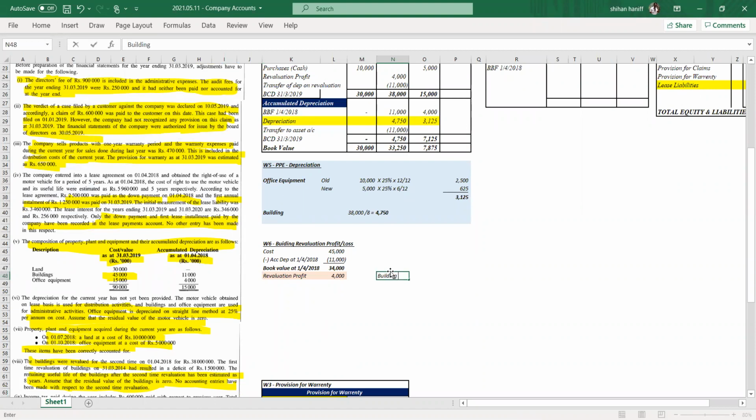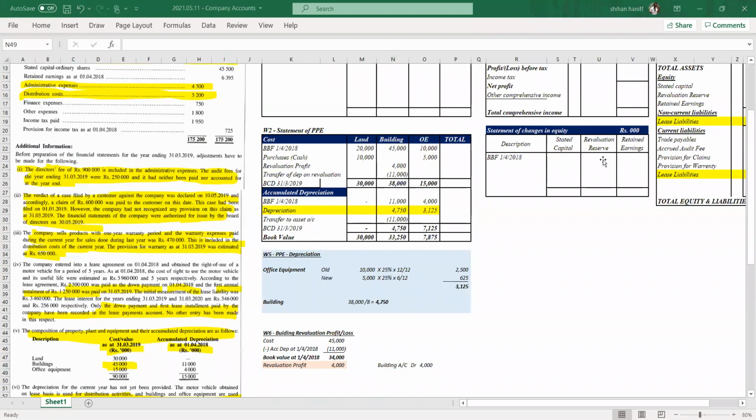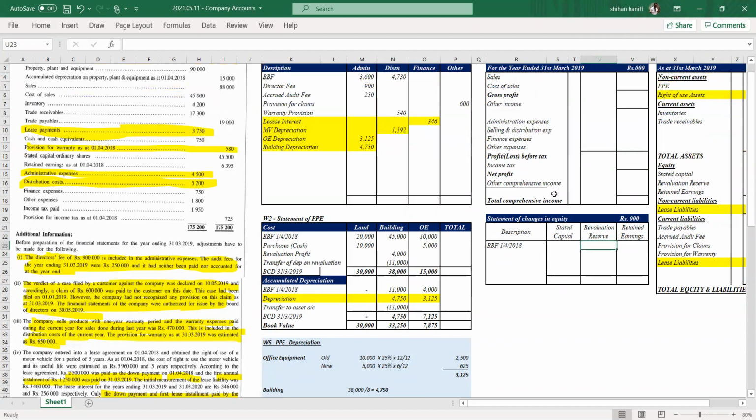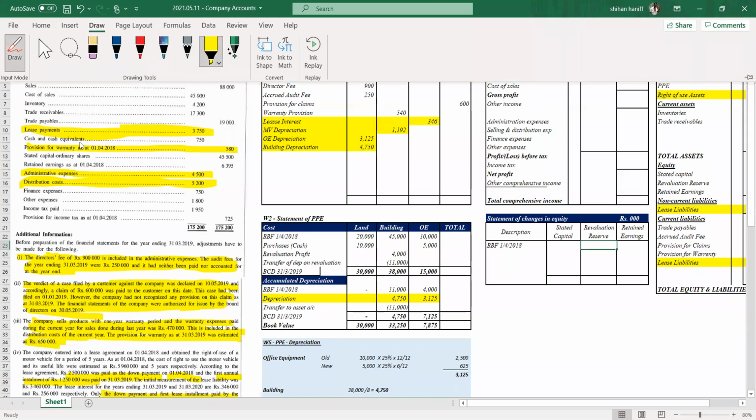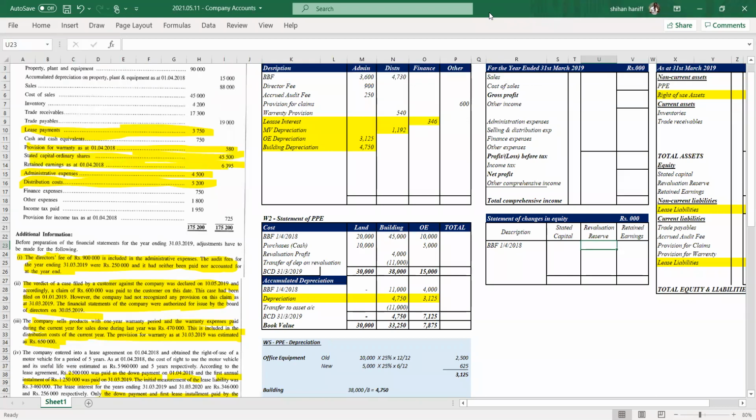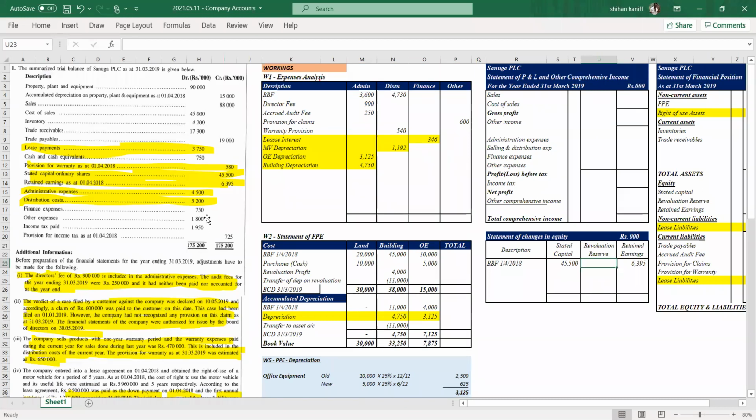Building account debit. It has to be credited. Normally, it will be credited to the revaluation reserve account. So if you check the trial balance, let me take all the balances. Stated capital 45,500, retained earnings 6,395. Revaluation reserve, there is nothing, 0.